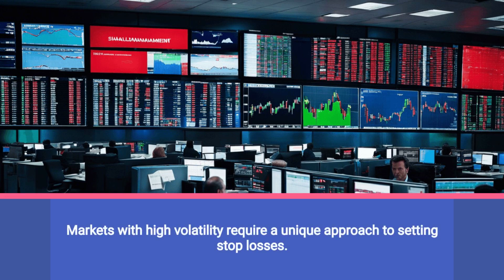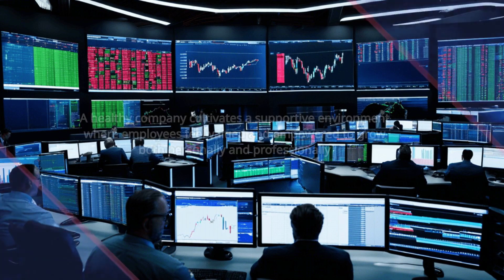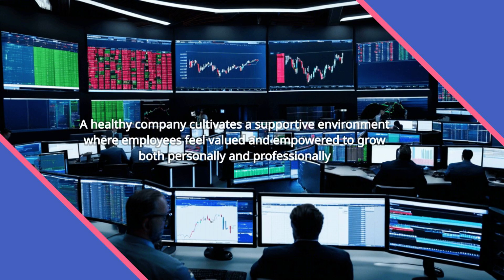Markets with a lot of ups and downs need a different approach. To deal with high volatility, use the average true range, ATR. It sets stop losses based on how much prices change. This way, stop losses aren't too tight or too loose. About 70% of traders use this technique. Lastly, using a mix of stop limit and traditional stop loss can lower losses during big market swings.